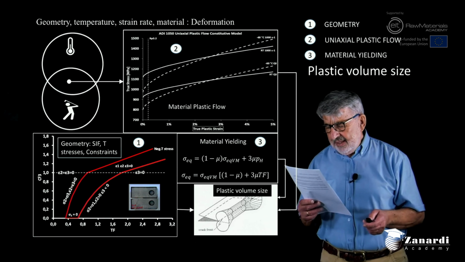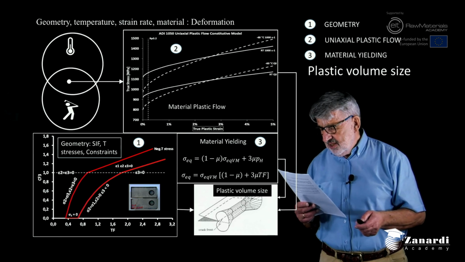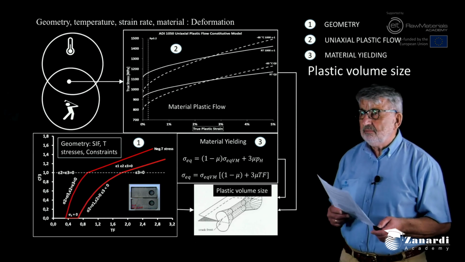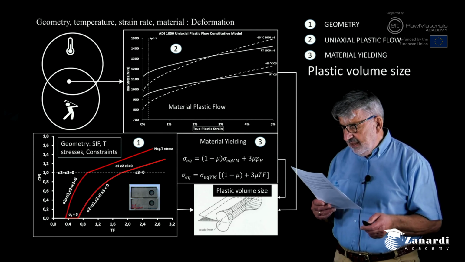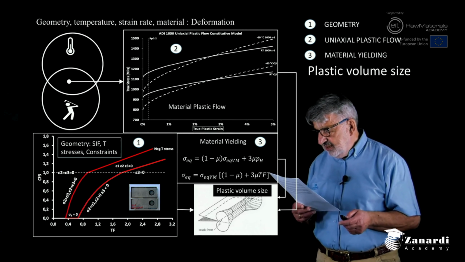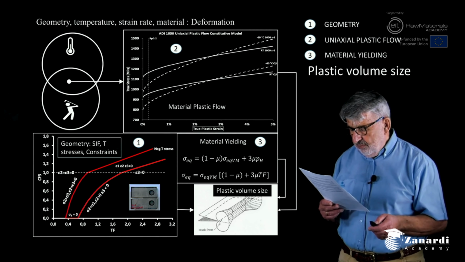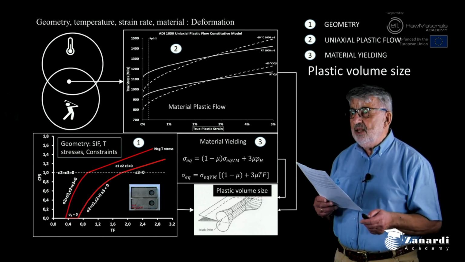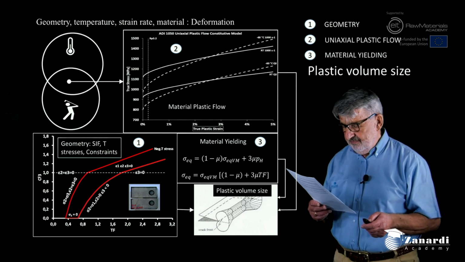It is possible that this general behavior applies to the whole class of ADI materials, thanks to the gamma FCC phase. Given the material-independent geometry and linear stress distribution, using the material-dependent uniaxial plastic flow, the plastic volume size depends on the material-dependent yielding surface, expressed through the equivalent stress.